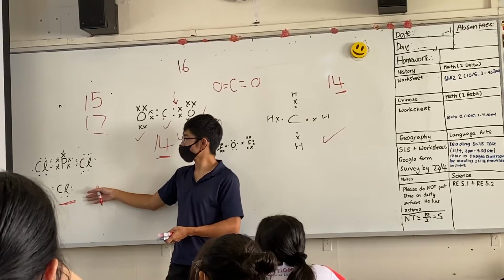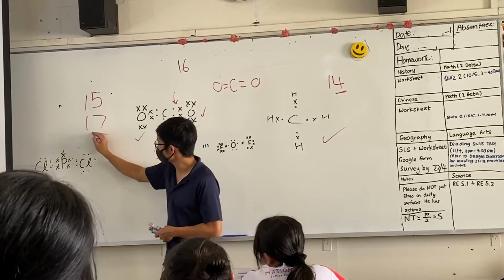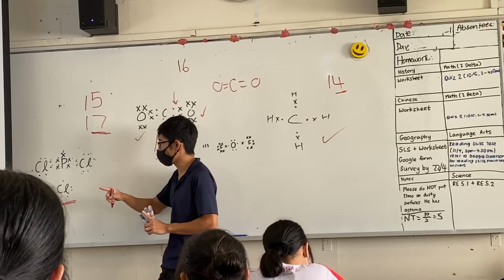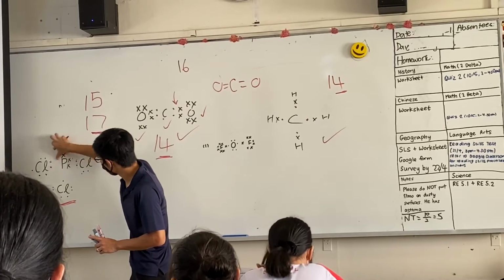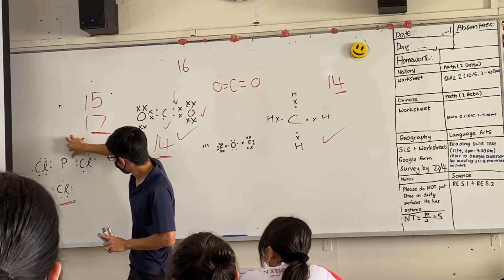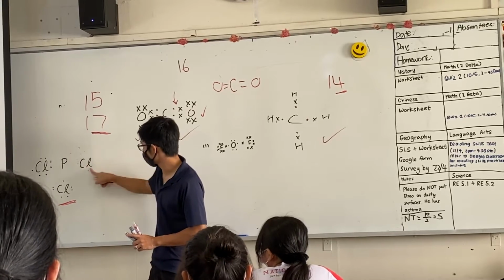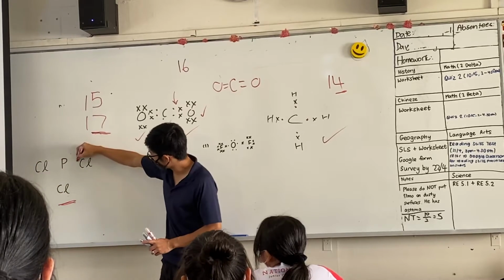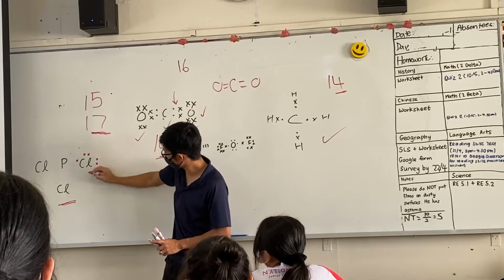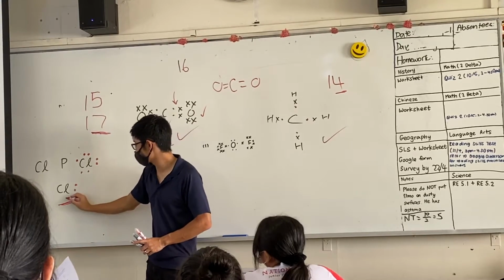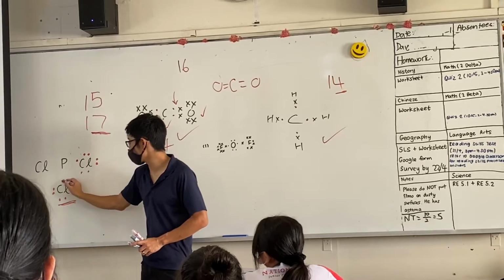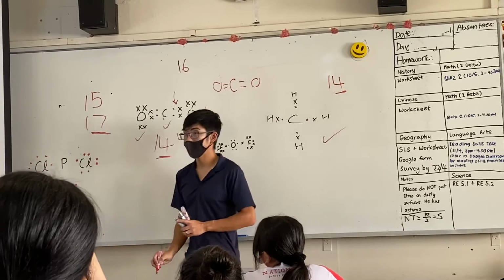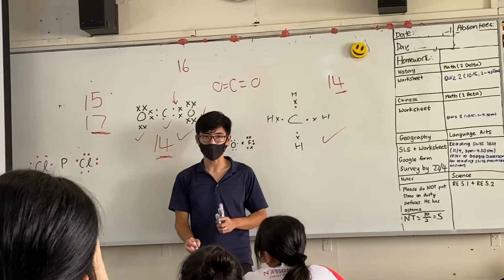Possible? So one way to think about this is, if chlorine has 7 valence electrons, it just needs one more per chlorine. So let me erase all of these away. We'll try again. Chlorine has 7 valence electrons: 1, 2, 3, 4, 5, 6, and 7. Phosphorus has 5 valence electrons.